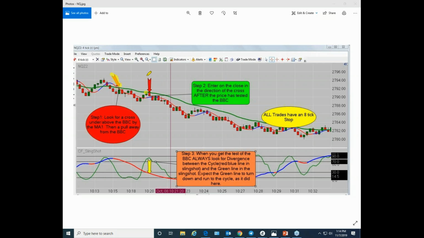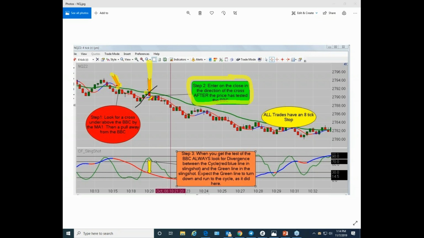Let it bang off the BBC, but then you're looking for a close in the direction of the trend. If we have a bearish cross, then you're looking for a bearish close. If the MA1 is red, then your candle better be red. That's a bearish cross. That's what you're looking for. As I said earlier, in the process, we're drawing a trend line just in case it doesn't get there. So we have step 1 and step 2 in play.